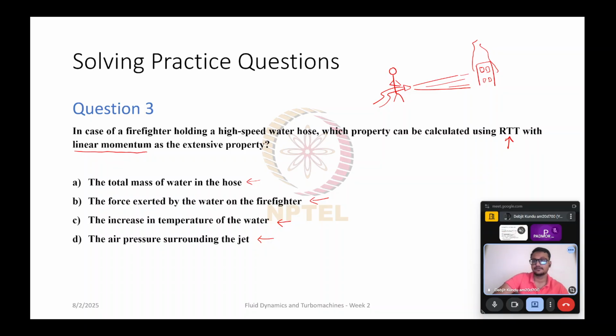So this is the question: in case of a firefighter holding a high-speed water hose, which property can be calculated using the Reynolds transport theorem with linear momentum as the extensive property? Is it option A, the total mass of water in the hose? Option B, the force exerted by the water on the firefighter? Option C, the increase in temperature of the water? Or option D, the air pressure surrounding the jet? What do you think? Any guesses?